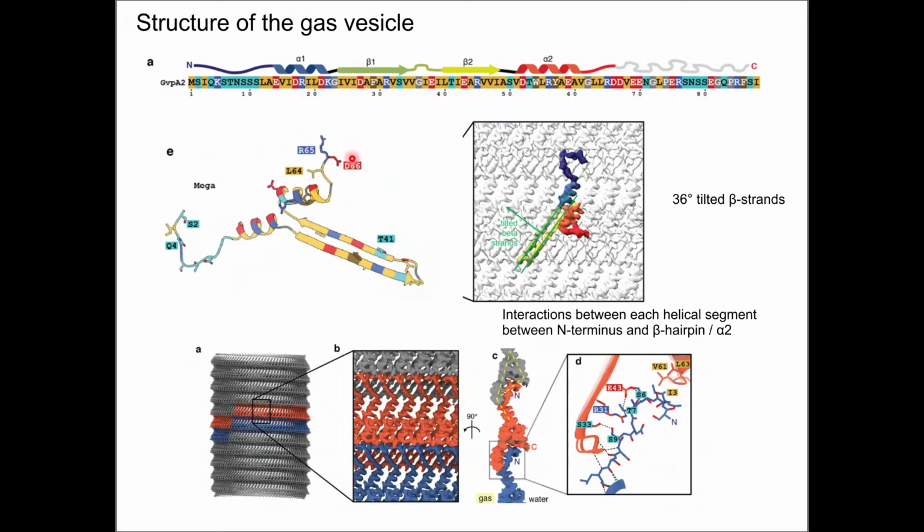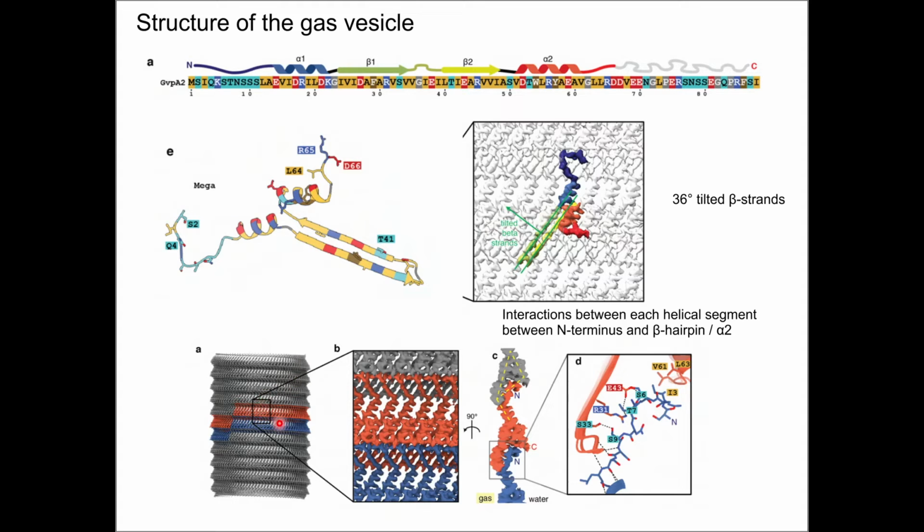So the structure of the gas vesicle protein GVPA is very small. It only has 2 alpha helices and 2 beta strands. It arranges into a secondary structure like this, where there's a hooked N terminus, alpha helix 1, this beta strand which comes down, loops back, and then there's a second helix. A flexible C terminus is disordered. Arranged in the helix, the beta strands are tilted 36 degrees with respect to the length of the cylinder.